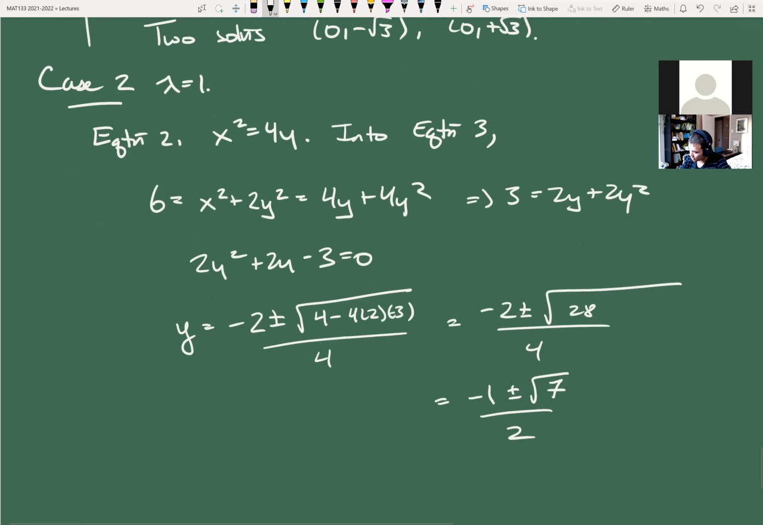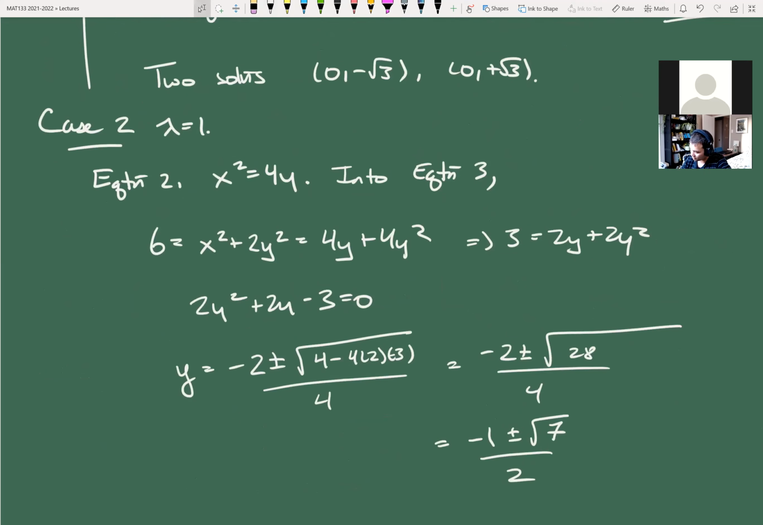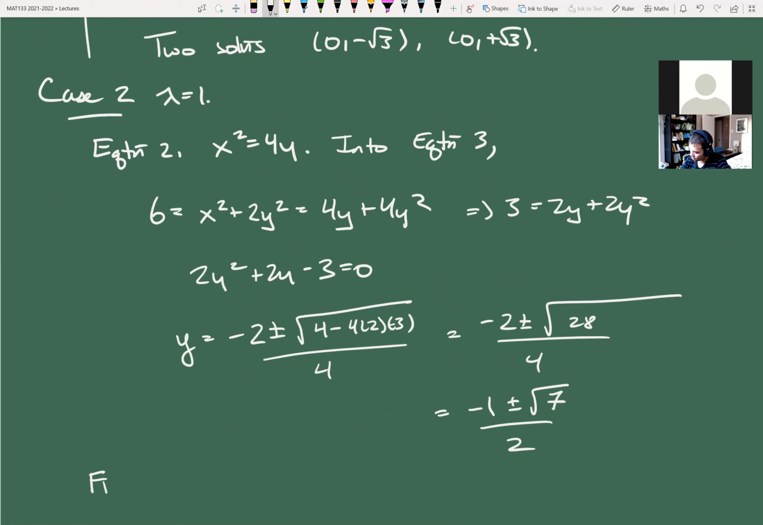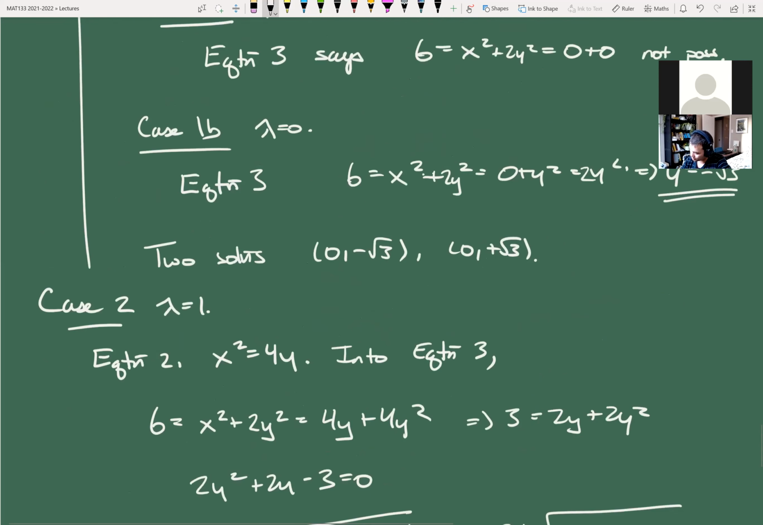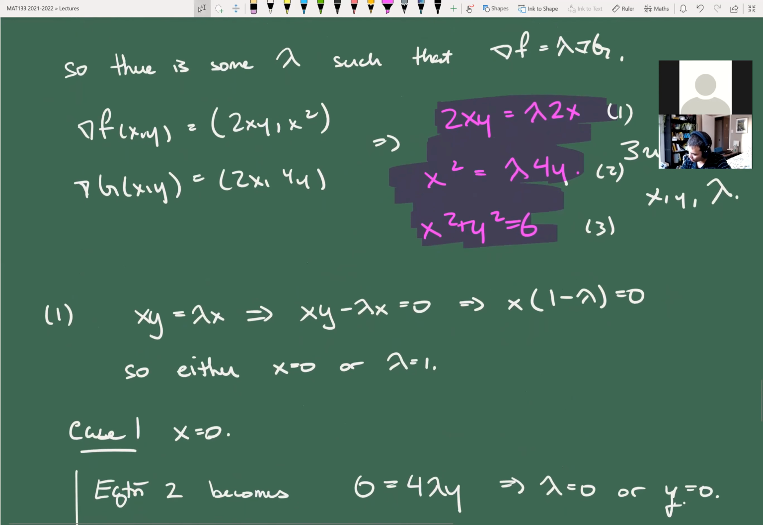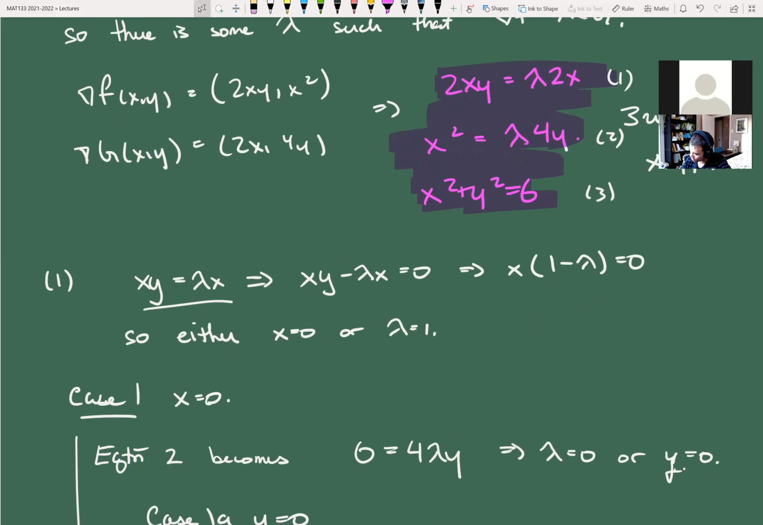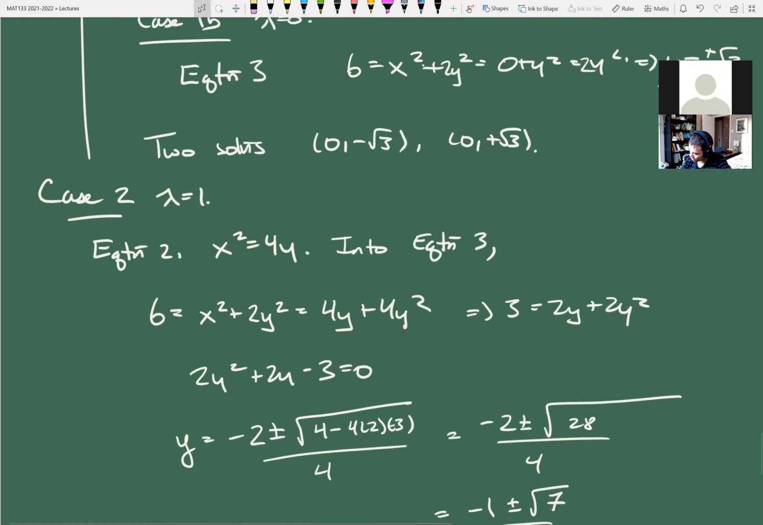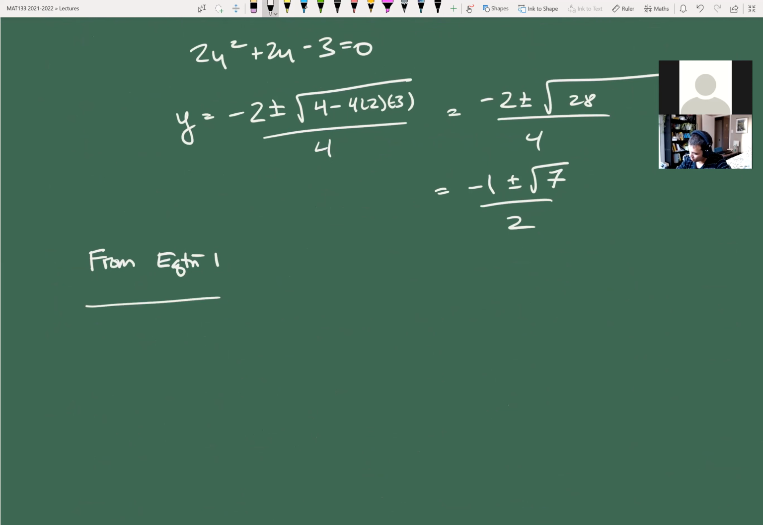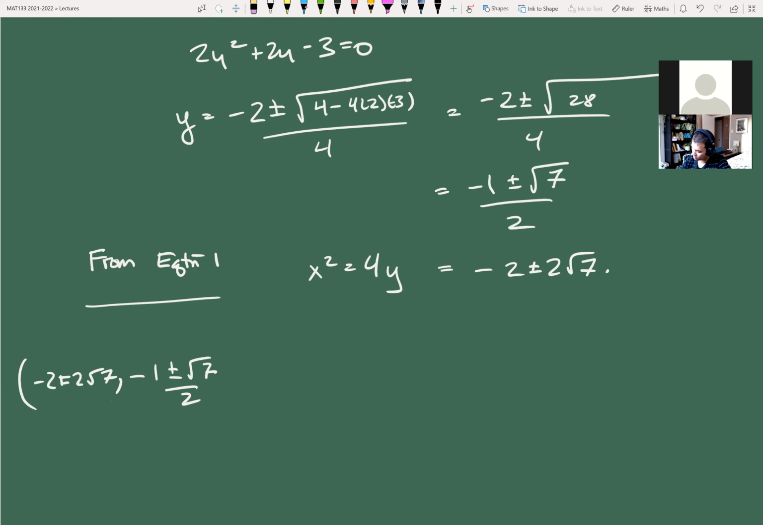And so that gives me 2 more solutions. I guess I need to figure out what x is from this, right? So now we know that x, so from equation 1 then, what is equation 1? 2xy is, okay, well, let's just use this. So we assume lambda is equal to 1, so xy is equal to x. Oh no, that equation is already 0. We've already done that. So x squared, what do we get? x squared is 4y, right? So that's going to be -4 plus or minus, oh, I guess it'll cancel out the 2. So we'll get -2 plus or minus 2 root 7. So that gives me the solutions, -1 plus or minus root 7 over 2, or sorry, that's the y coordinate, -2 plus or minus 2 root 7. And there's your other 2 solutions.